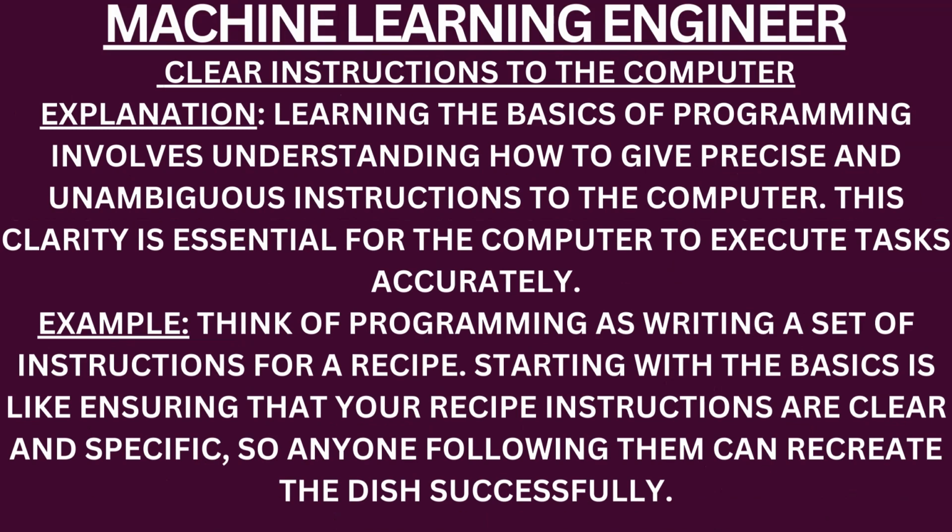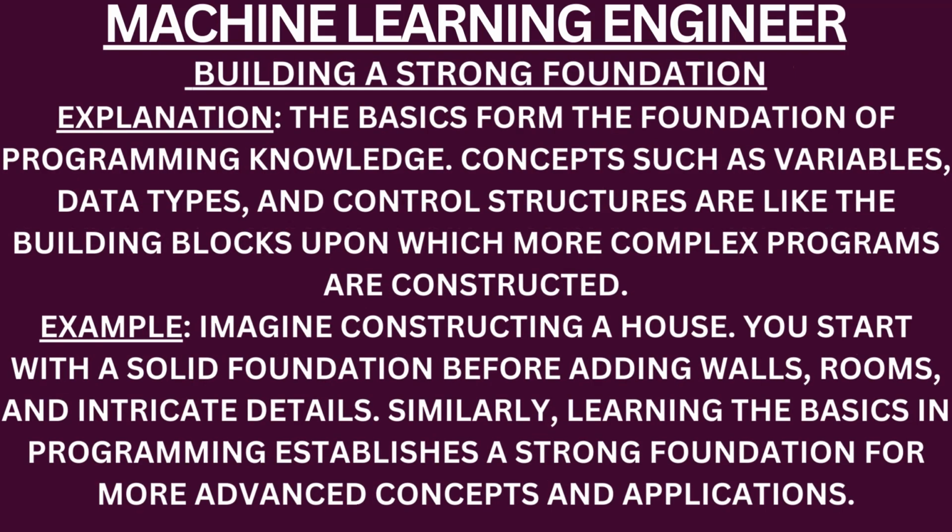Clear instructions to the computer. Explanation. Learning the basics of programming involves understanding how to give precise and unambiguous instructions to the computer. This clarity is essential for the computer to execute tasks accurately. Example. Think of programming as writing a set of instructions for a recipe. Starting with the basics is like ensuring that your recipe instructions are clear and specific so anyone following them can recreate the dish successfully.